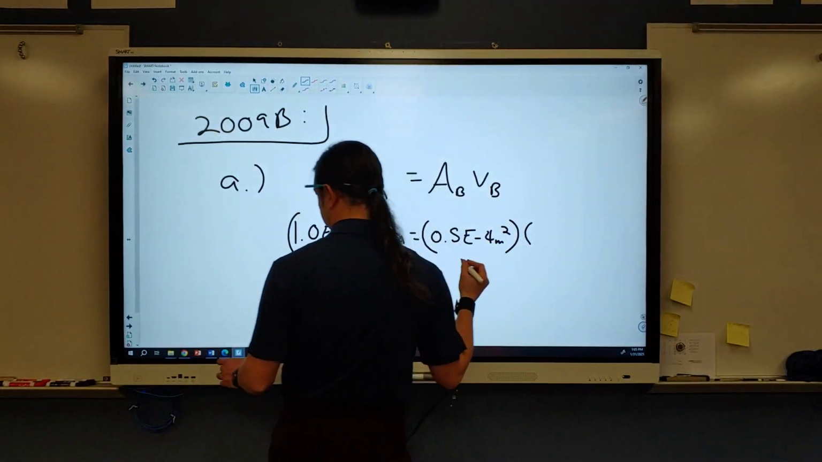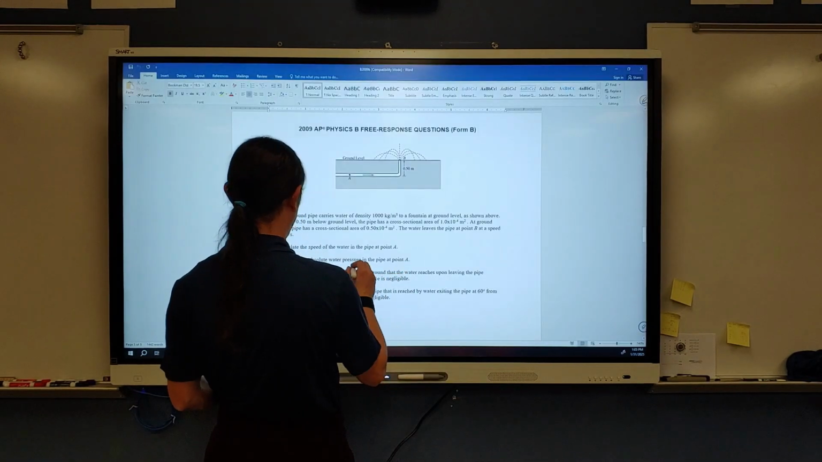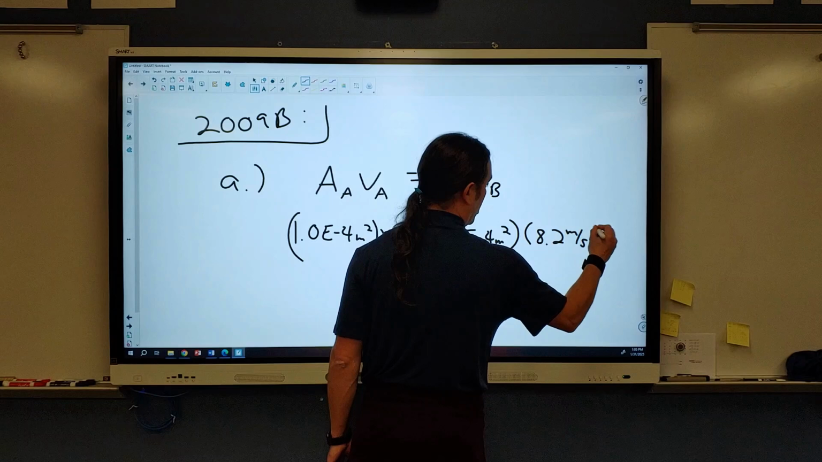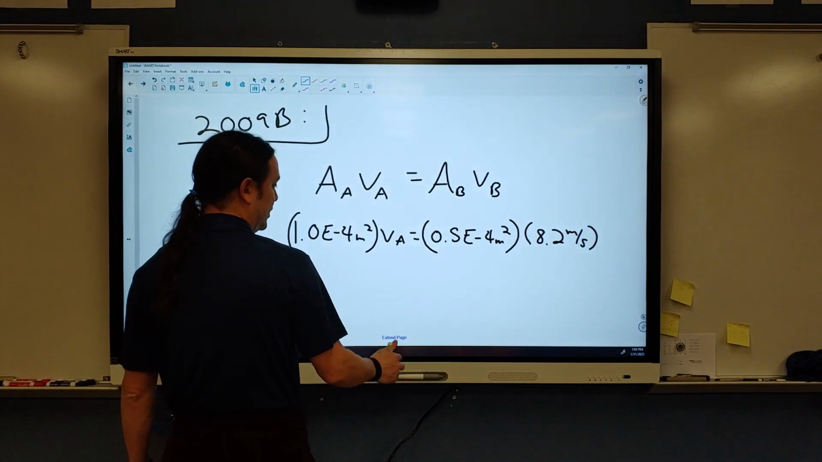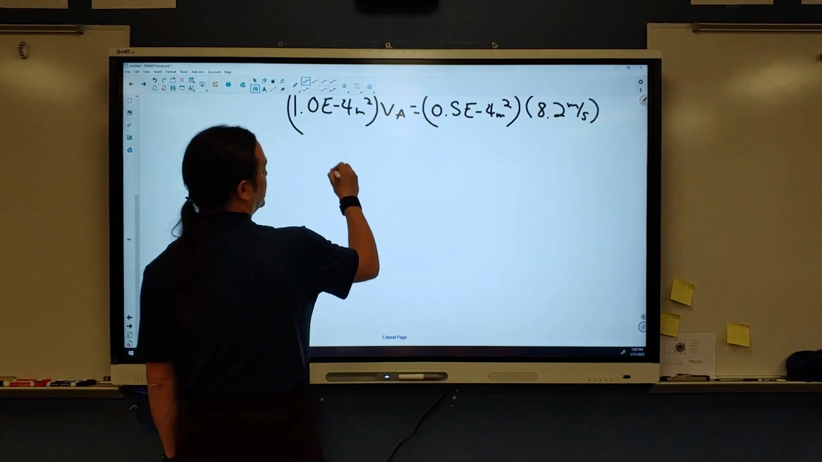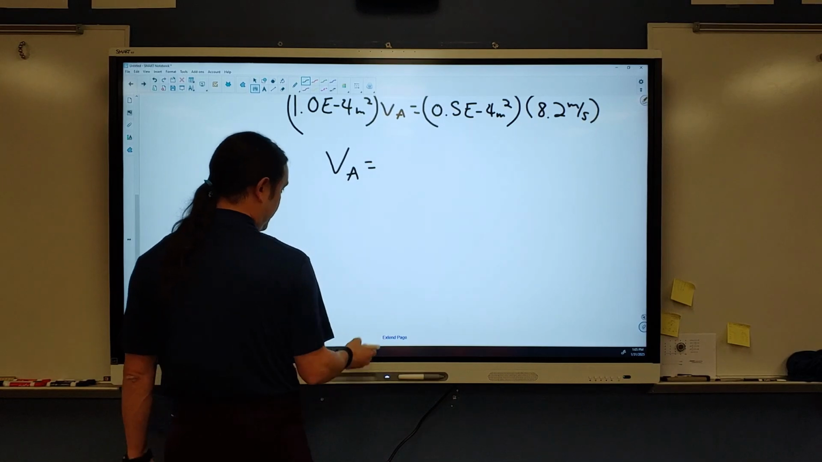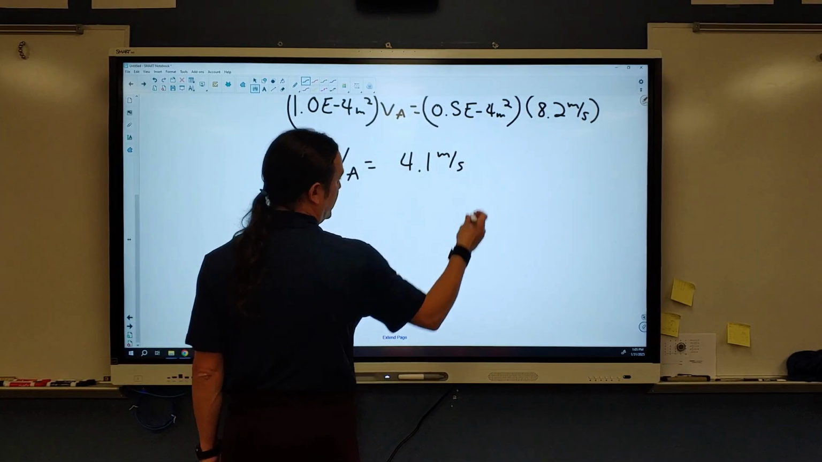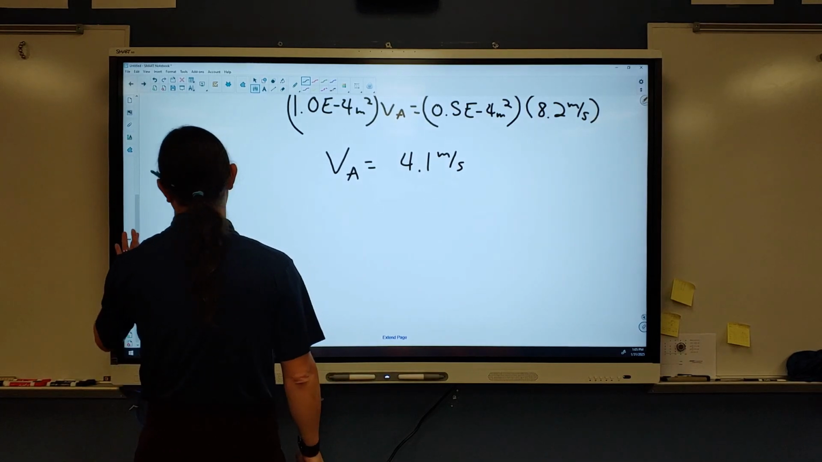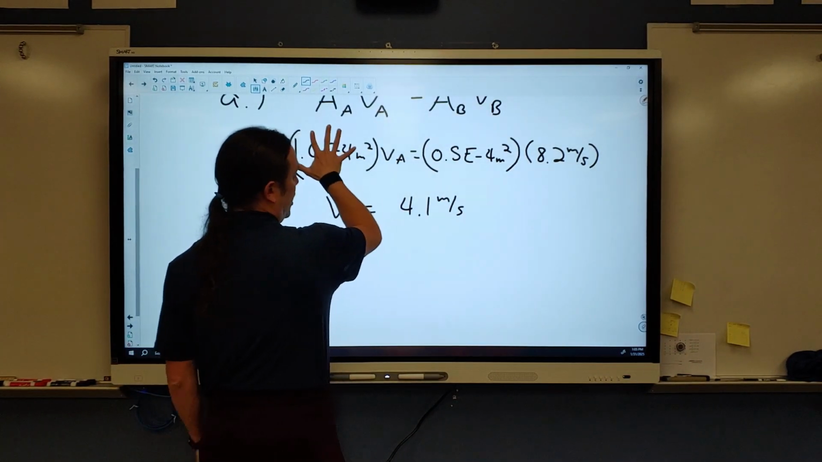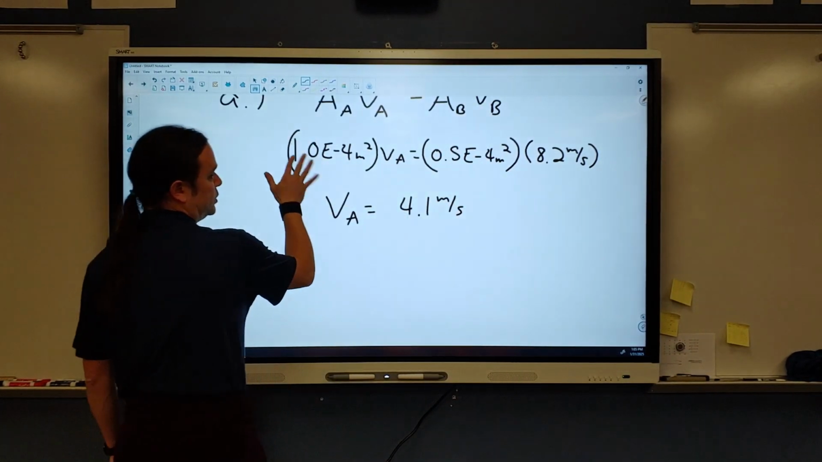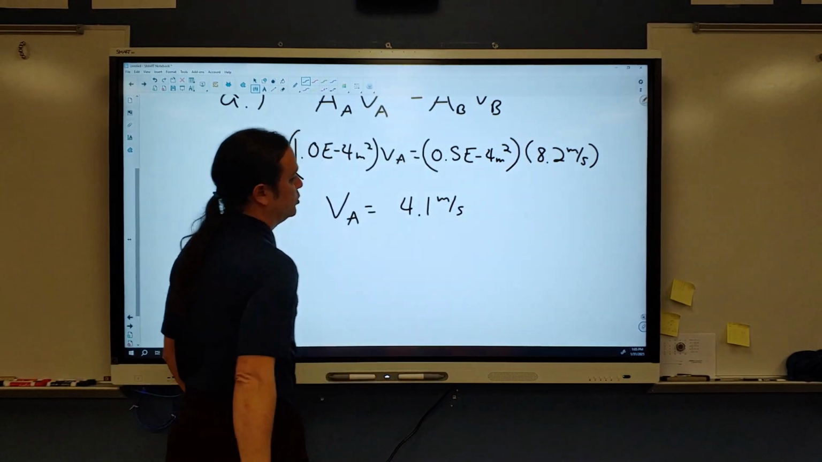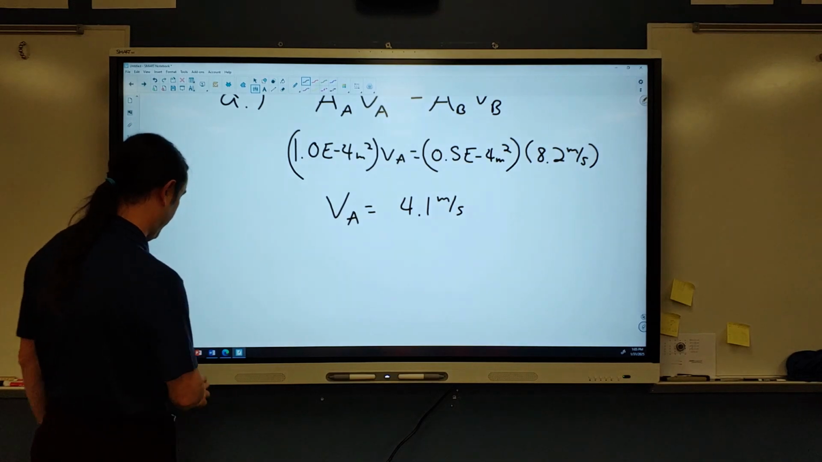But we've got that it exits the pipe at, I believe it said, 8.2 meters per second. So let's double check our numbers. We could multiply all of this out, but when I solve for VA, I believe we will come up with 4.1 meters per second. The reason why is this area is twice that, so I could divide this over and we would end up with 2VA equals 8.2. We divide both sides by 2 and we should end up with 4.1.